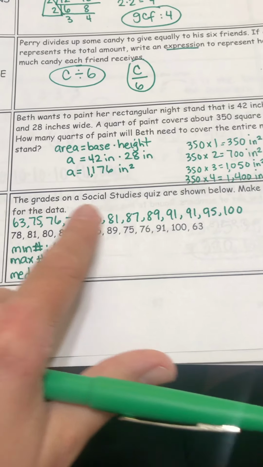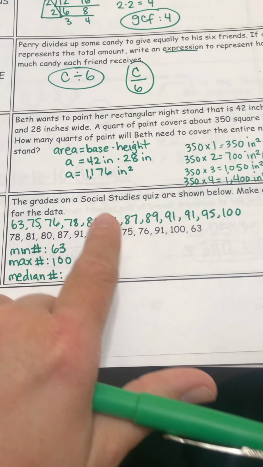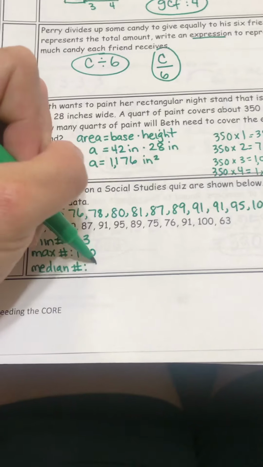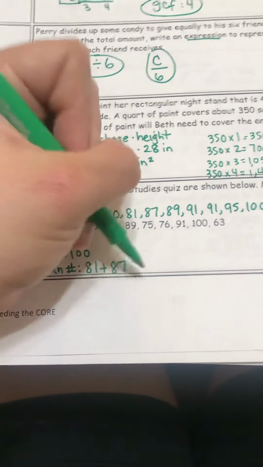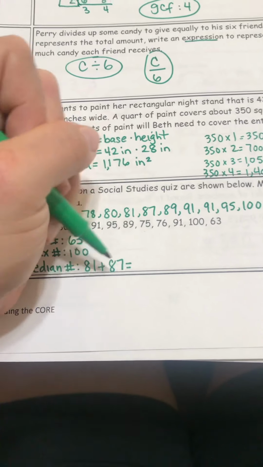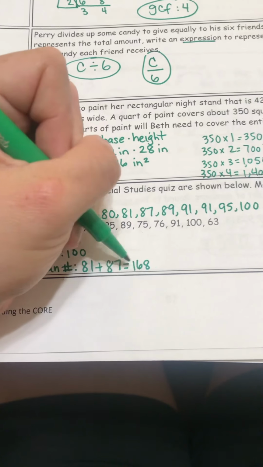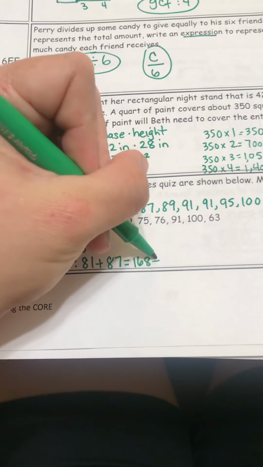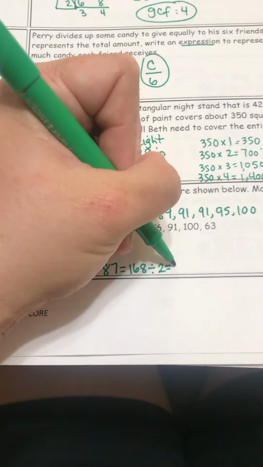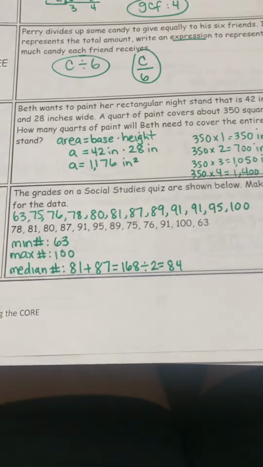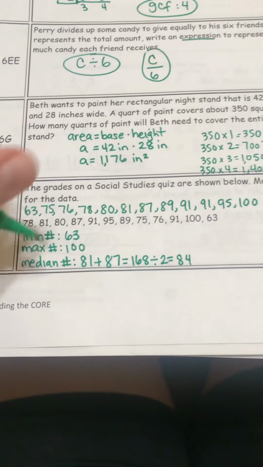I already did this, and when I went to the center of the data, I ended up with 2 numbers in the center, 81 and 87. I need to find the middle number between those two. So first, let's add those numbers. 81 plus 87 gives us 168. Then I need to divide by 2 because we had 2 numbers. So 168 divided by 2 gives us 84. So 84 is the middle number that's between 81 and 87.